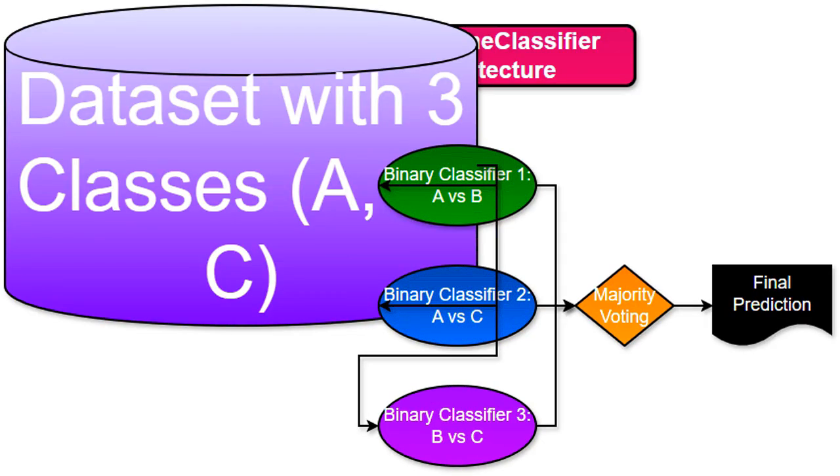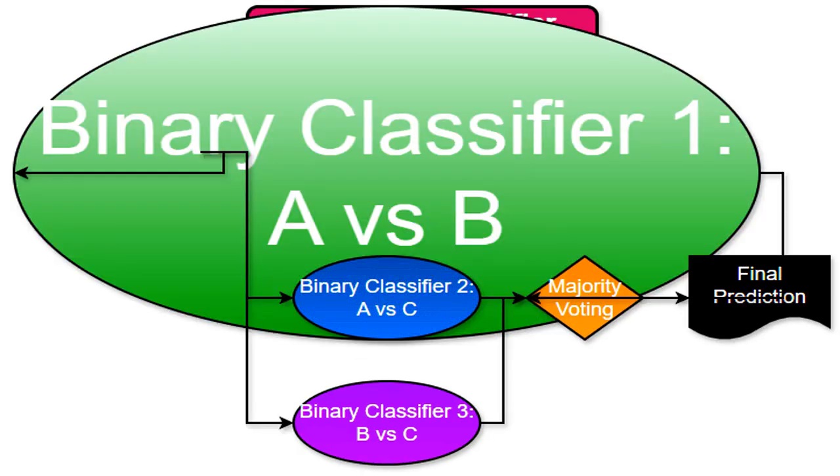We have our data points, each belonging to one of the three classes, A, B, or C. This is the data our classifiers will use to learn and make predictions. This classifier focuses solely on distinguishing between Class A and Class B. It learns the features that best separate these two groups. It's a simplified problem, compared to sorting all three classes simultaneously.